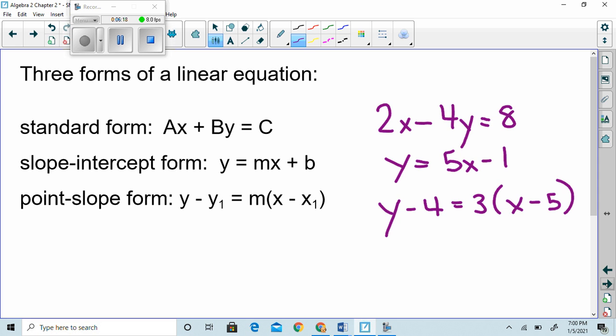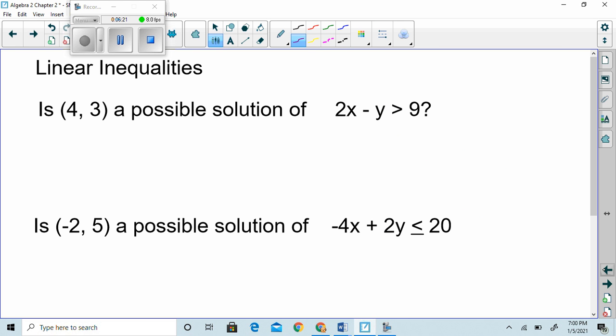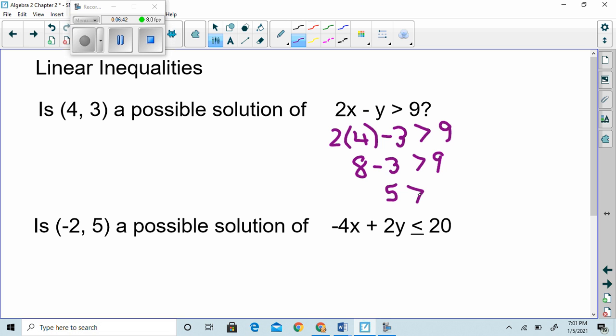The last particular topic that we spent our most time on recently was our linear inequalities. We first tested out possible points by substituting in the x's and y's. Once we substitute in those values, we stop and see whether it's a true statement. 8 minus 3 is 5. Is 5 greater than 9? That's a false statement, so this is not a solution.